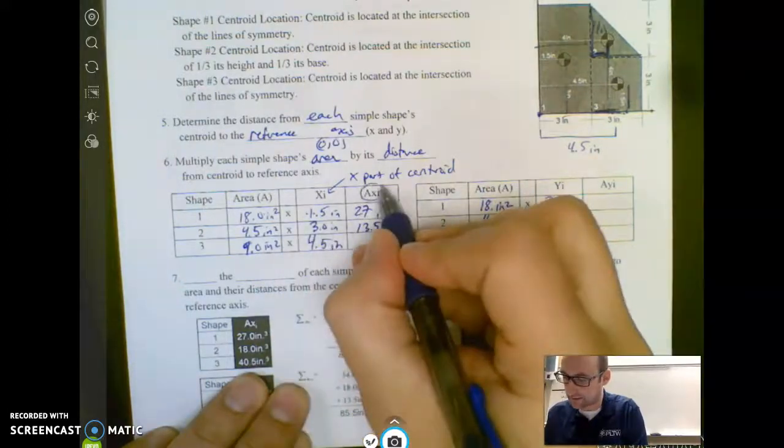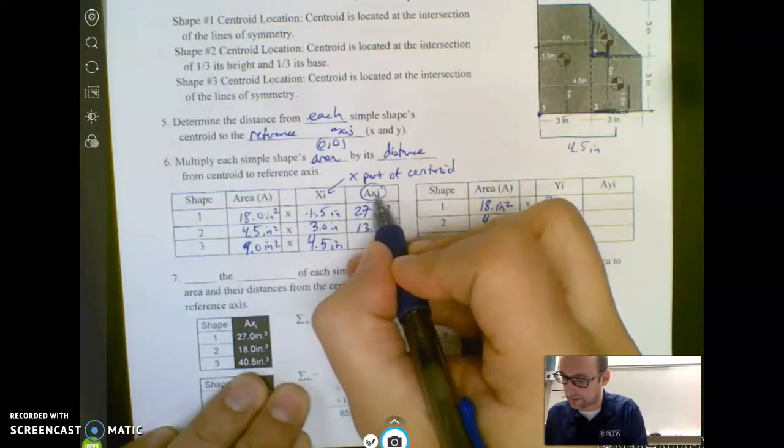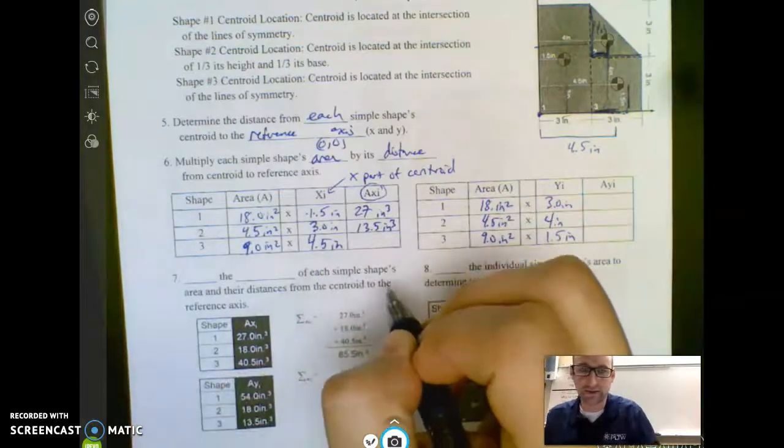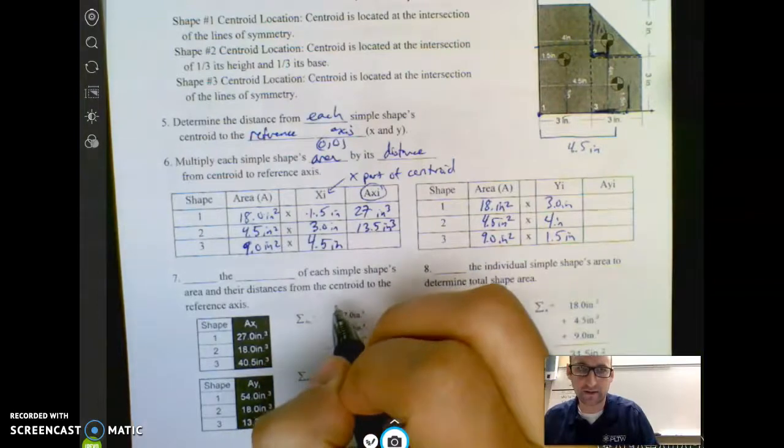And see how this is written? It's area times x part. The little i is just a subscript. Okay, so I'm going to pause for a second and do the math.